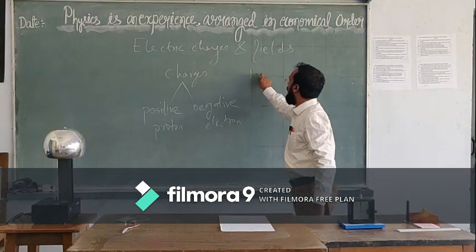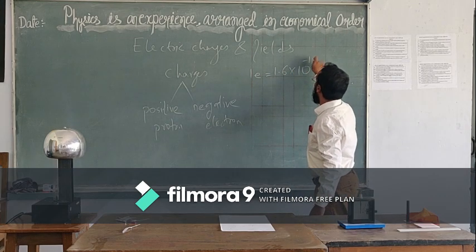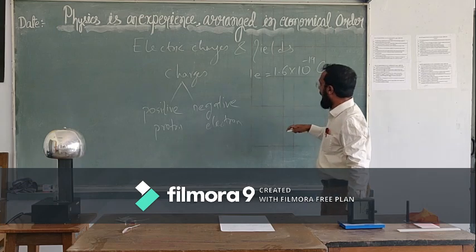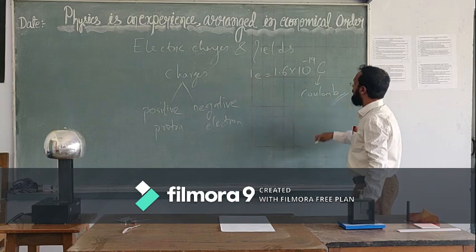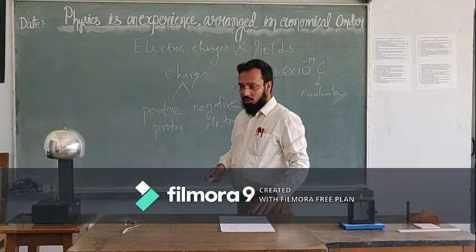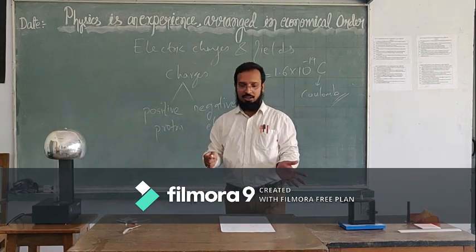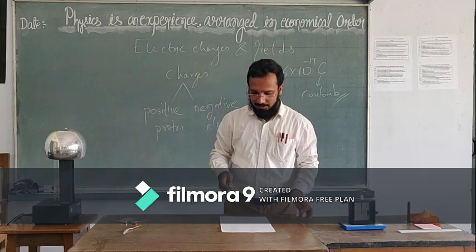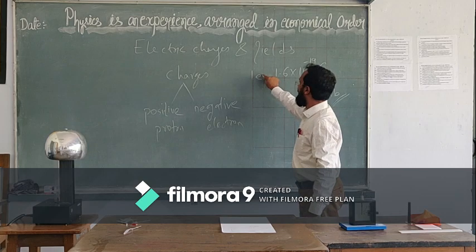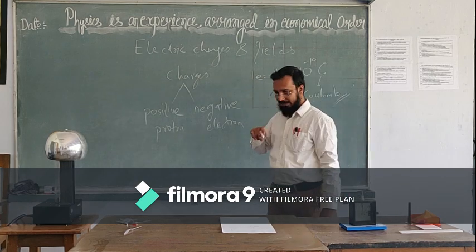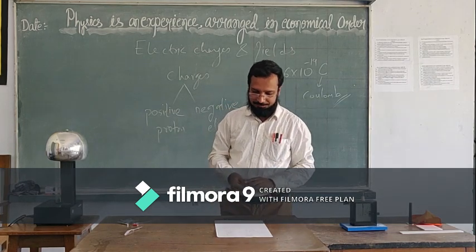The charge on one electron is 1.6 into 10 to the power minus 19 coulomb, where coulomb is the unit of charge. Coulomb is a very large unit of charge, so in practice we do not use coulomb, but we mainly use micro coulombs. The charge on one proton is also the same. The only difference is that the electron has a negative charge, whereas the proton has a positive charge.